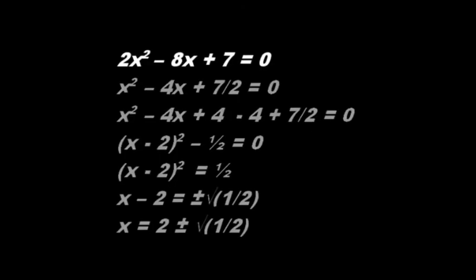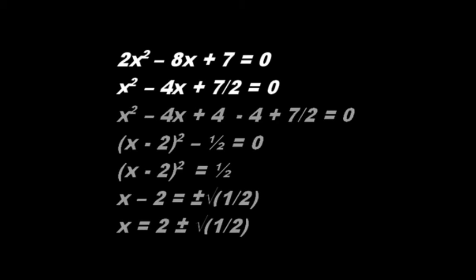If a quadratic equation has a non-unity coefficient for x squared, the equation can be divided by that coefficient, and then the method of completing the square applied. For example, 2x squared minus 8x plus 7 equals 0. We divide by 2 to get x squared minus 4x plus 7 over 2 equals 0.